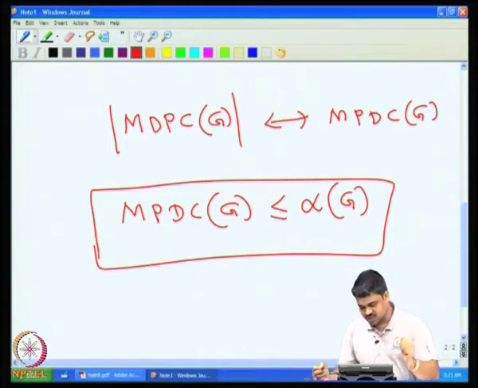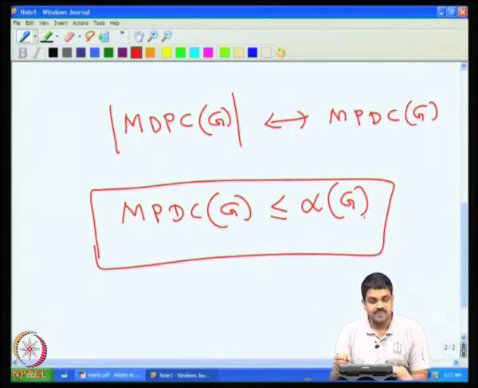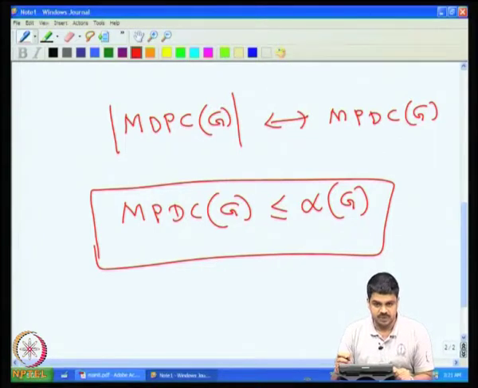So a slightly stronger statement we will prove here. Alpha of G is the independence number. Remember, the independent set of a directed graph is the same as the independent set of the underlying undirected graph. So there is no difference between that. The direction will not make any difference in the independent sets, but path cover can be different in a directed graph and an undirected graph.